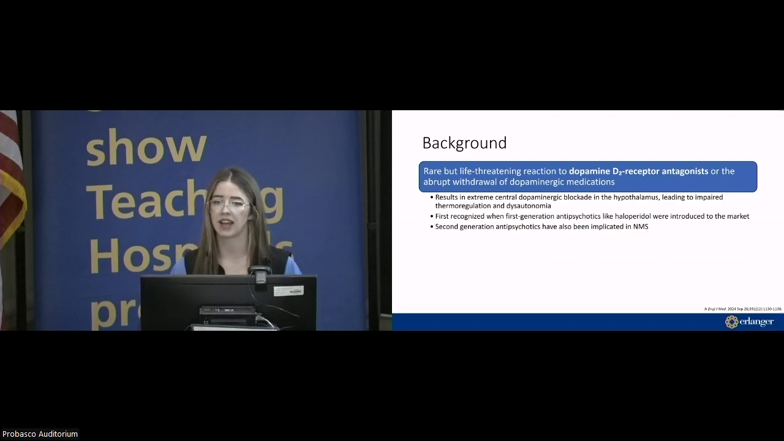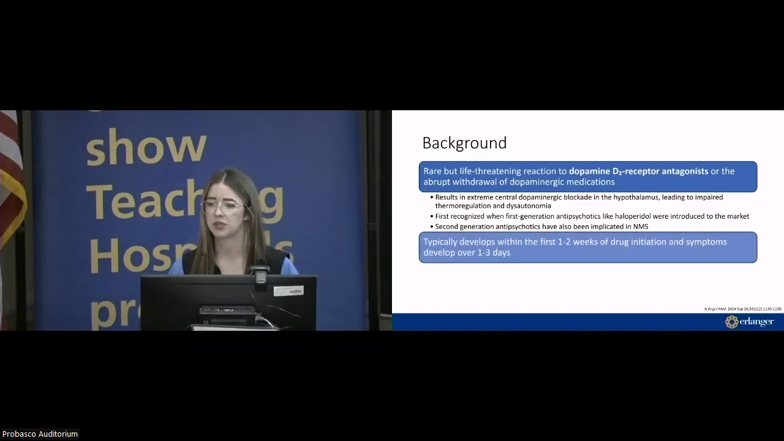NMS is a rare but life-threatening reaction to dopamine D2 receptor antagonists, or alternatively to withdrawal of dopaminergic medications. The core pathophysiology is extreme central dopaminergic blockade in the hypothalamus, leading to impaired thermoregulation and dysautonomia. It was first described with first-generation antipsychotics such as haloperidol, but second-generation antipsychotics have also been implicated.